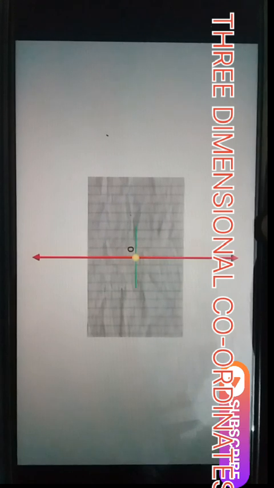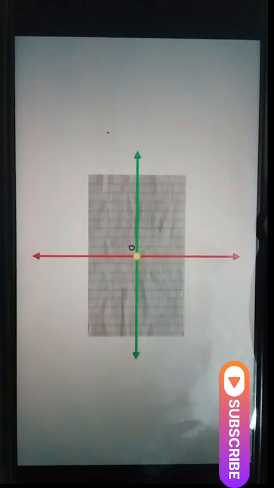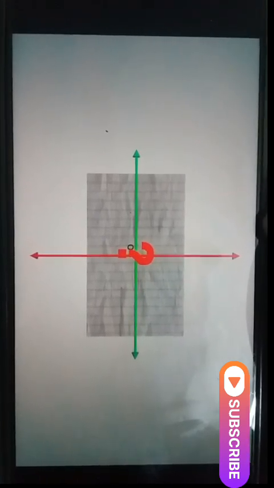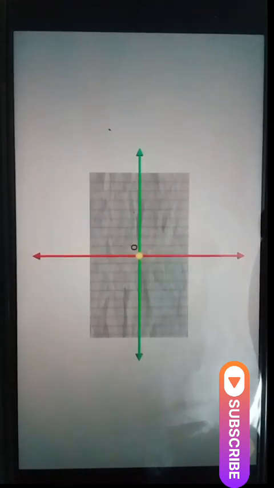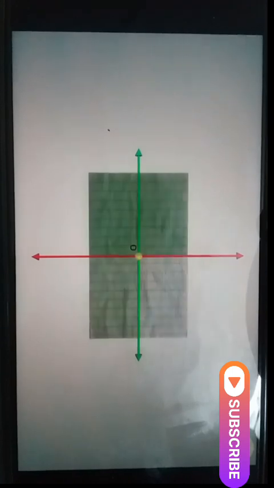Now let's draw another line on the piece of paper. It passes through the center and it's perpendicular to this line. How many parts is the page getting divided into now? Yes, 4 parts. So the 2 lines divide this page into 4 parts.